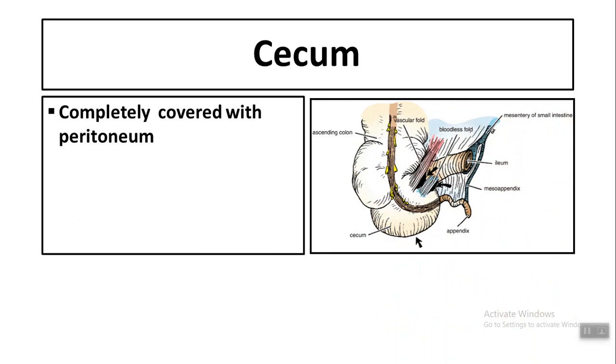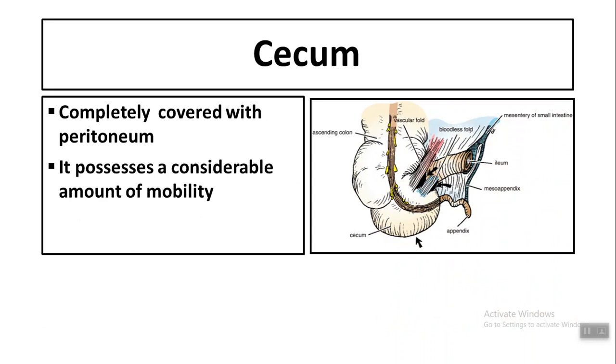Cecum is completely covered with peritoneum. This gives it a considerable amount of mobility, but it doesn't have a mesentery. It has no mesentery, although it is completely covered with peritoneum and possesses a considerable amount of mobility.